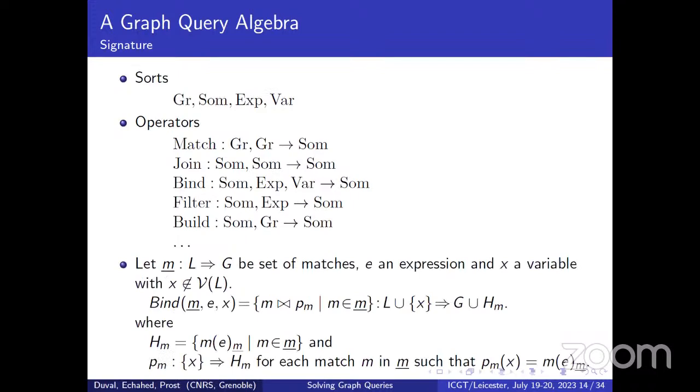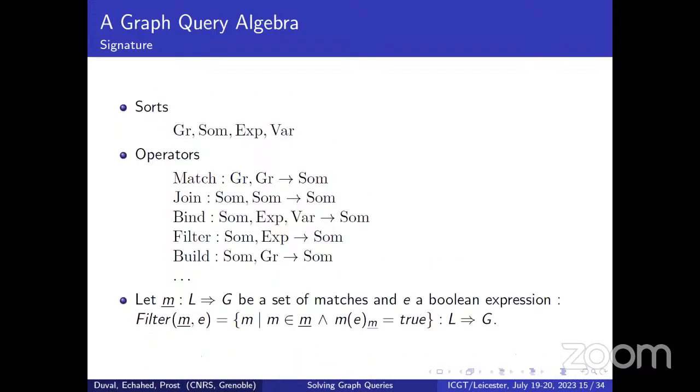So what is interesting here are these two, bind and build. So bind has three parameters: a set of matches, an expression which may include aggregations, and a variable. And the role of this operation is to add a new node named X and evaluate expression E using this set of matches, and for each match construct a new node here if not yet present in G.